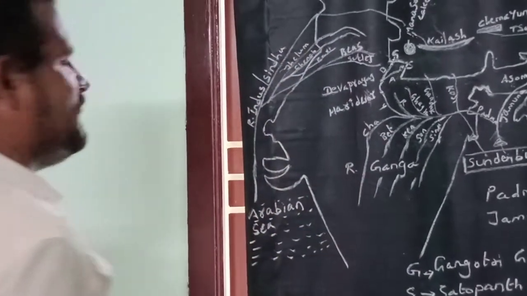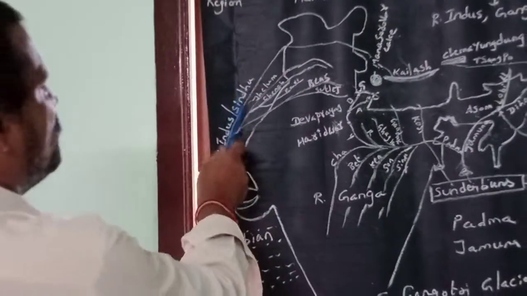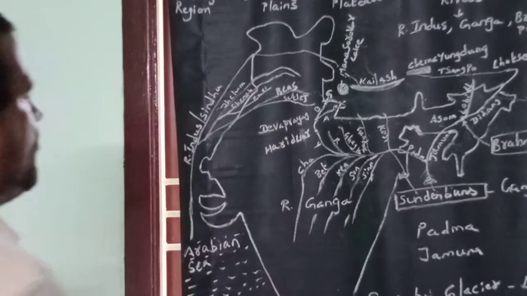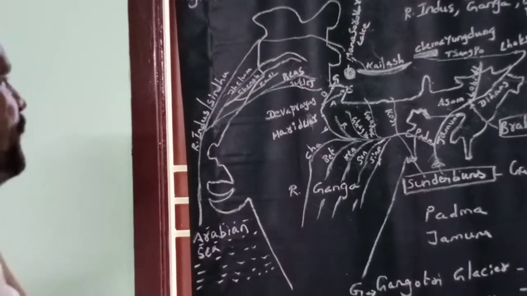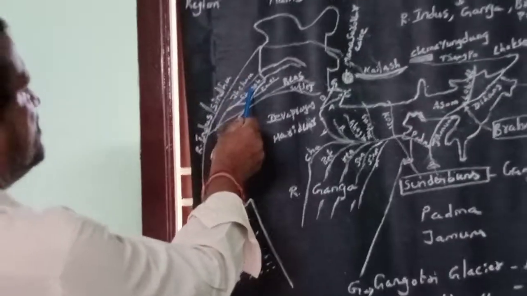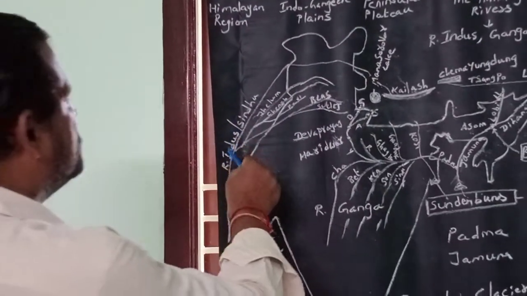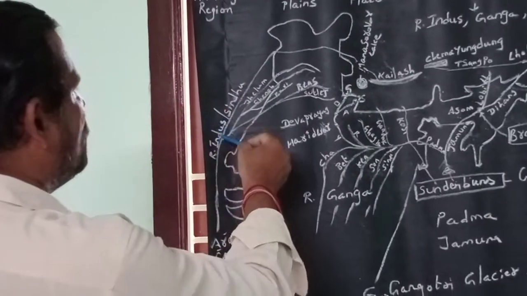and at last reaches the Arabian Sea. Much of the Indus River flows in Pakistan, and a little bit of the Indus River flows in India. The Indus River has 5 tributaries such as Jhelum, Chenab, Ravi, Beas, Satluj. The other name for River Indus is Sindhu.